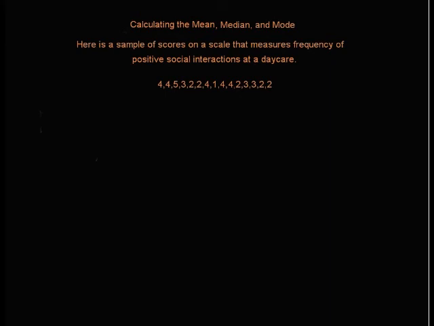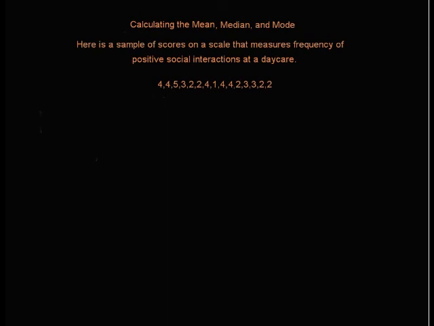In this fictitious study, we looked at 15 particular children at daycare, and we calculated the number of positive social interactions that they had throughout the day. For each child, we calculated how many positive social interactions they had by keeping track of each individual person and counting the number of times that they had a positive social interaction.